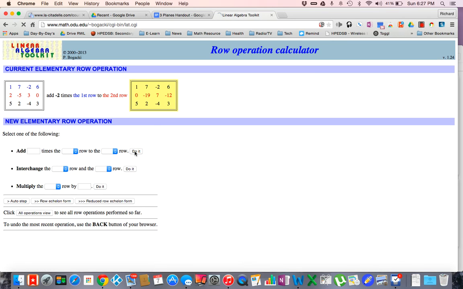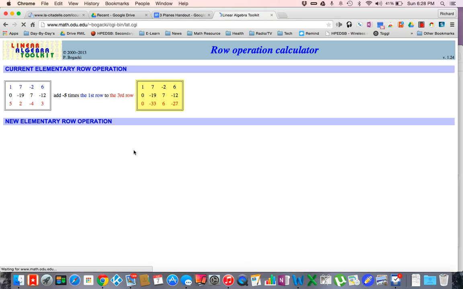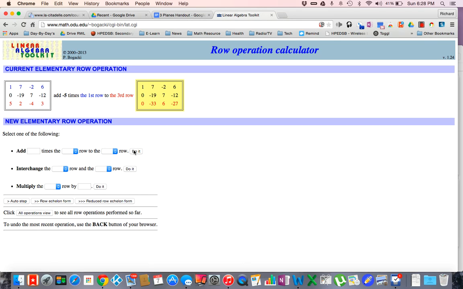Do it. Okay, good. Now I want to do the same thing to the third row. So I'm going to have to add the opposite of that. It's going to be negative 5 of the first row, and I'm going to add that to the third row. Okay, and there's another row operation. So now I've got zeros in those 2 columns.